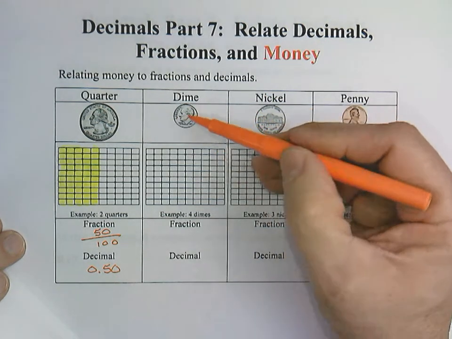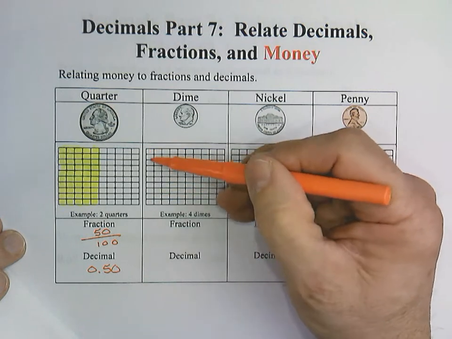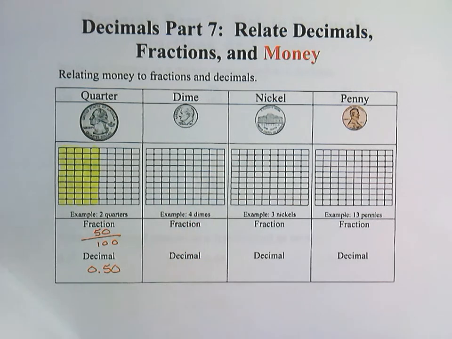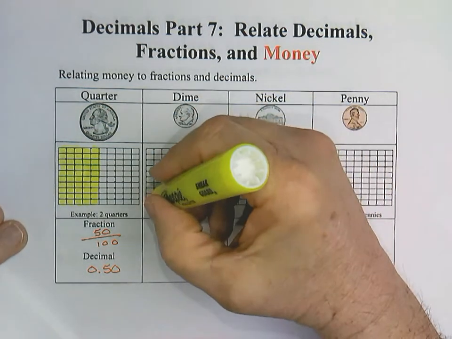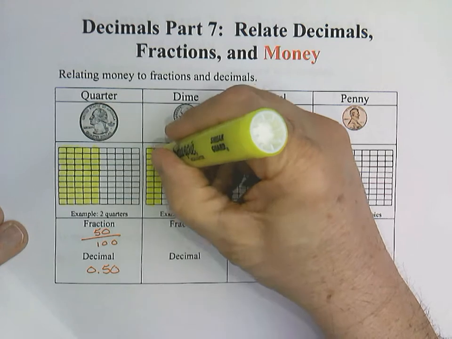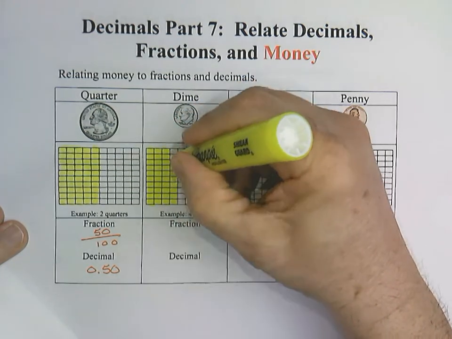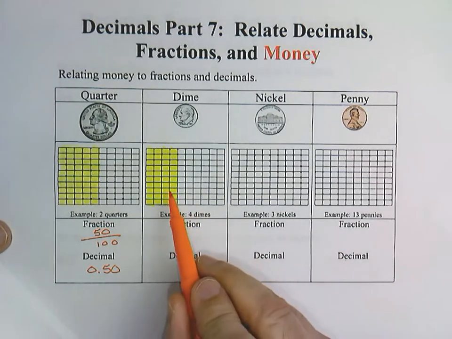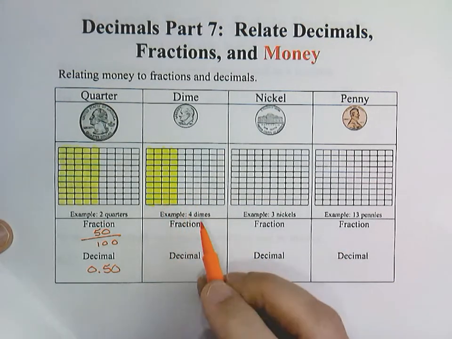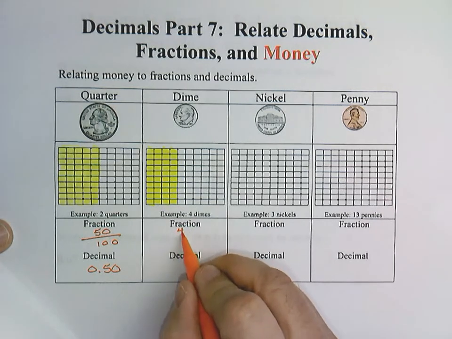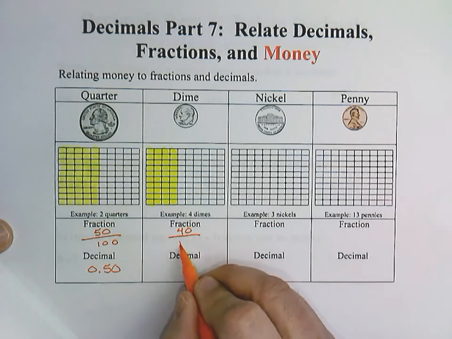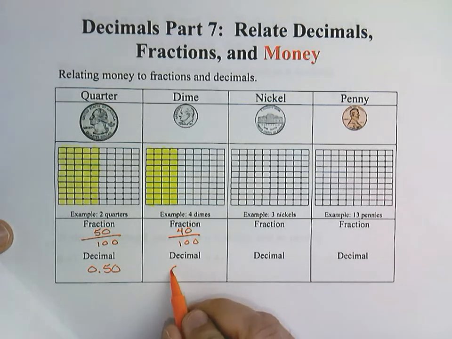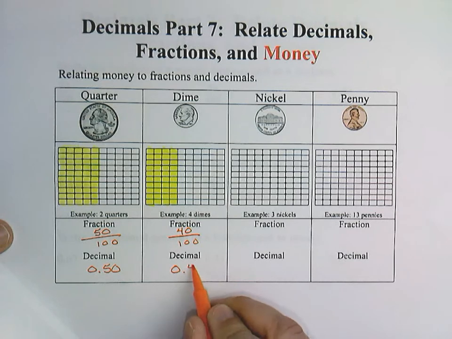Our dimes would just be 10 cents and would represent what each dime would represent 1 column. So for example, if we had 4 dimes, we would shade 4 columns. So 1, 2, 3, and 4. If we had to represent this model as a fraction, we would say that that would be a total of 40 out of 100, or 40 hundredths. And in decimal form, we would write that as 0.40.